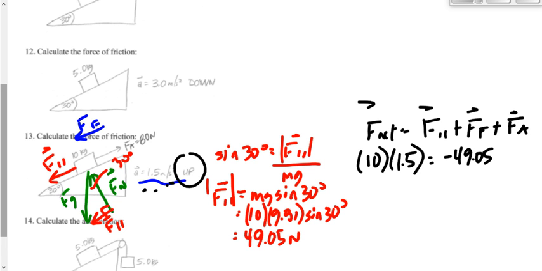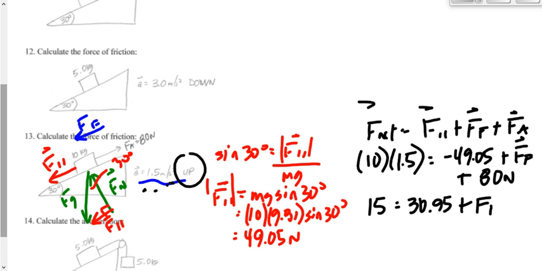The force of friction is, well, that's what I'm looking for. We know it's going to act down the hill, but we're not going to put a negative in there right now. When I solve for this, the mathematics is going to tell me that it's a negative answer. F applied is up the hill, so it's positive 80 newtons. 10 times 1.5 is 15. Negative 49.05 plus 80 gives me 30.95 on the right-hand side, plus FF.